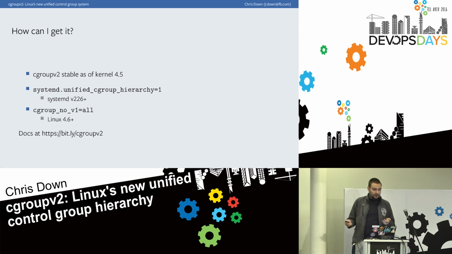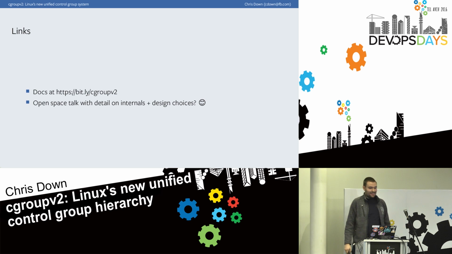Version 2 is stable as of kernel 4.5, and you can enable it by disabling version 1 with cgroup_no_v1=all, and instructing your init system to mount the cgroup version 2 filesystem. Systemd, for example, supports this with systemd.unified_cgroup_hierarchy on the kernel command line since version 226. We're running cgroupv2 at scale now on a large number of web servers, and we're already seeing improvements as a result.